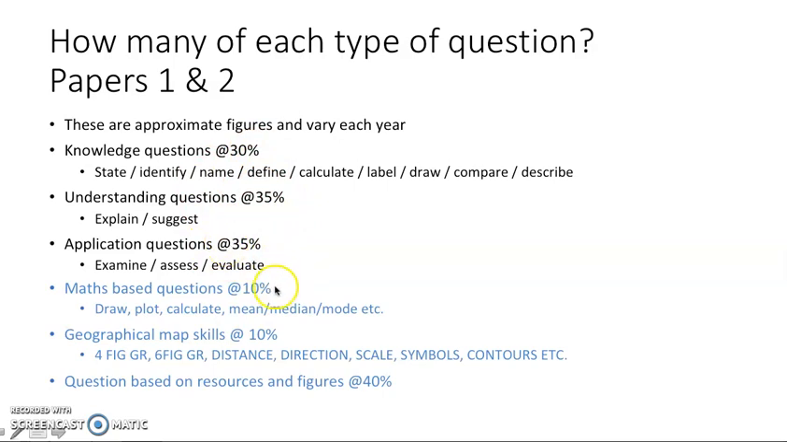But remember that 10% of the marks are generally based on maths-based questions, so you must know your basic mathematical skills, and another 10% of them are based on geographical map skills. Now remember, these maths and geographical skills will be embedded into the knowledge and understanding questions. And then remember that 40% of the marks roughly come from resources, from graphs, from pictures, from maps, from diagrams. So you've got the information given to you, it's just about how you interpret those. So don't forget to practice those skills as well.